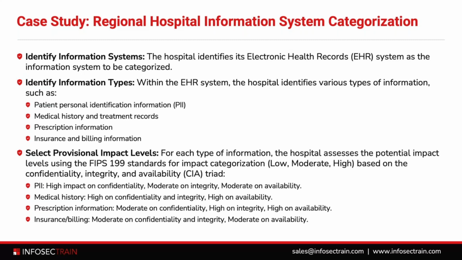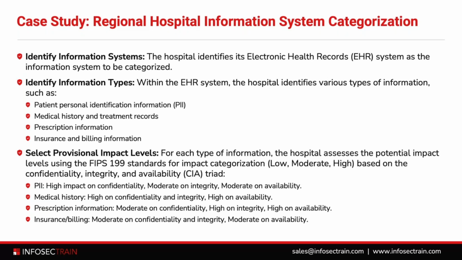Identify information types within the EHR system. The hospital identifies the various types of information, such as the PII. All the health records of the citizens will be categorized as PII or PHI in particular, since it is the health record, and this is the hospital's information system we are talking about. Medical history, treatment records, prescription information, insurance, and the billing information. So all these potential information types we need to record, or identify.